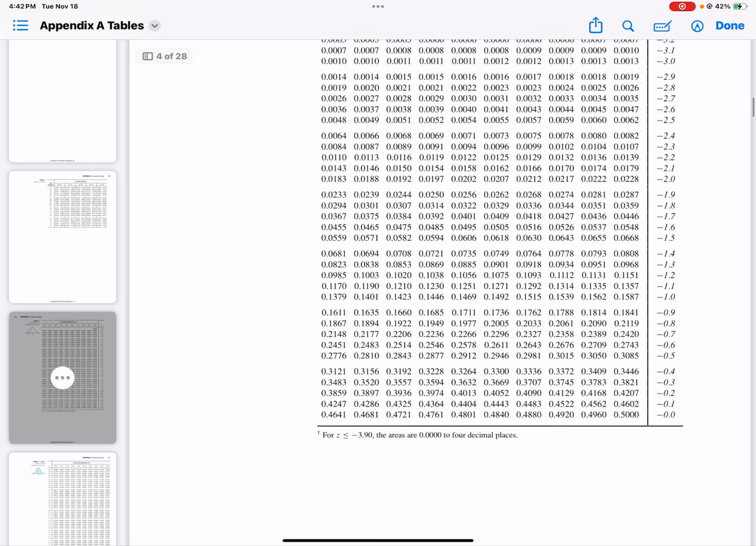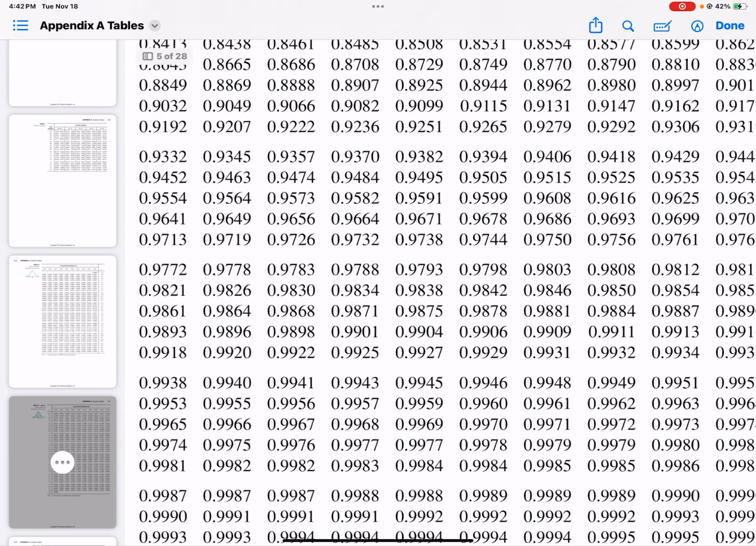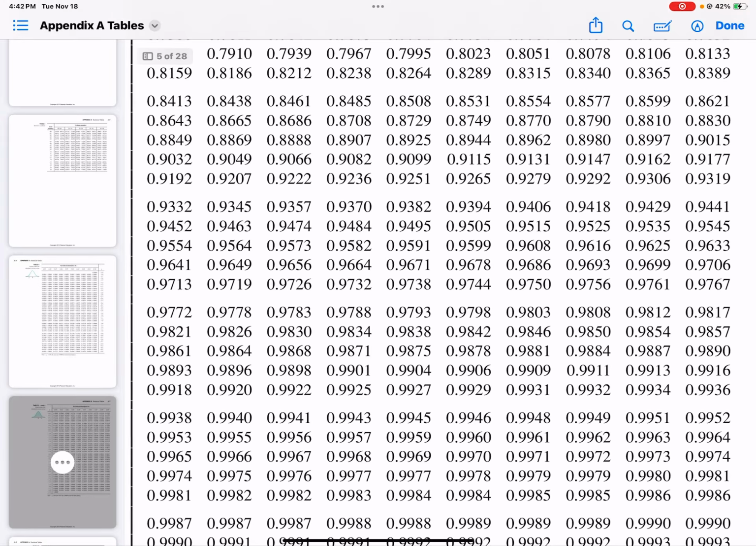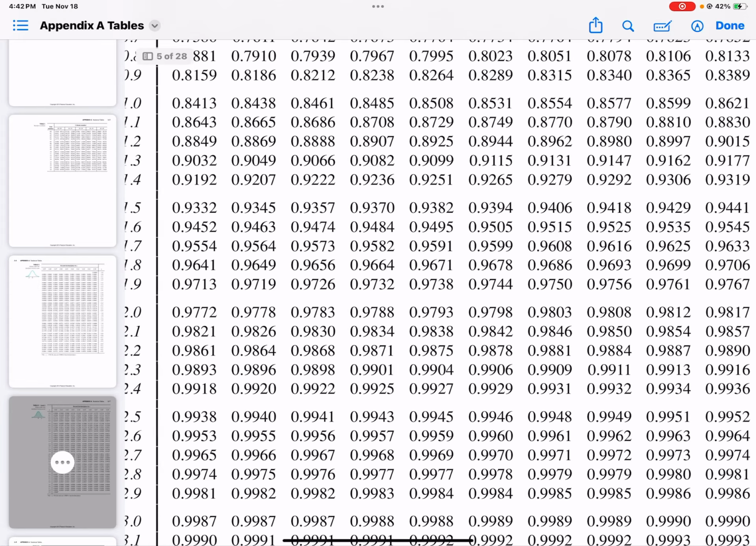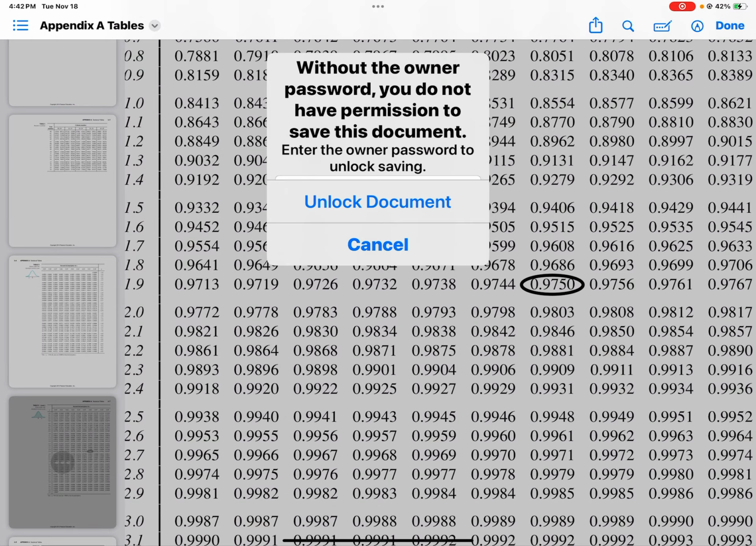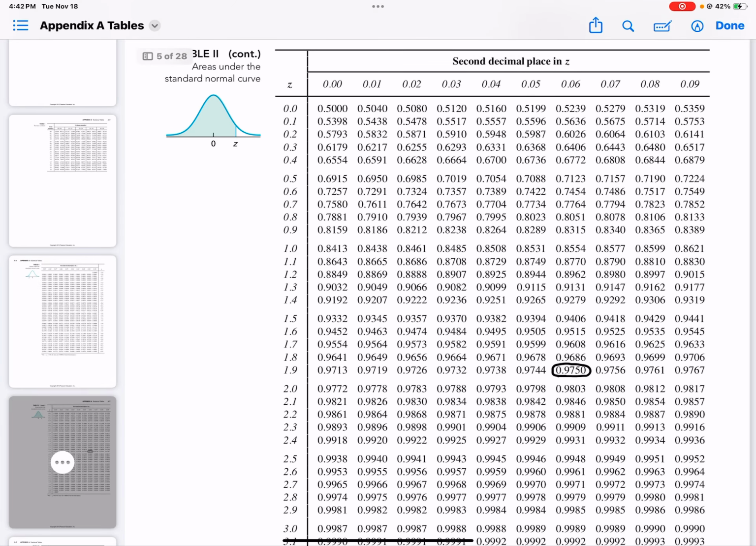Okay, this only goes up to 50%, so let's go to the next one. 0.975, 0.975. Okay, so it looks like it's right there. 0.975. 1.96.